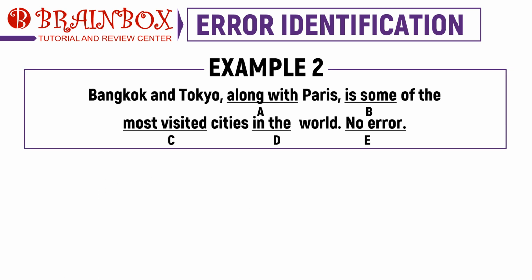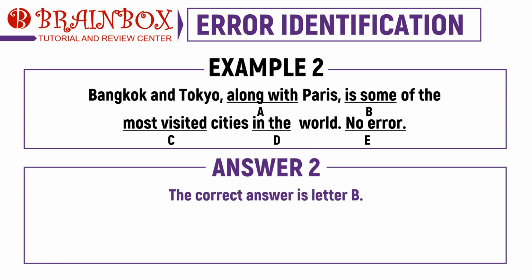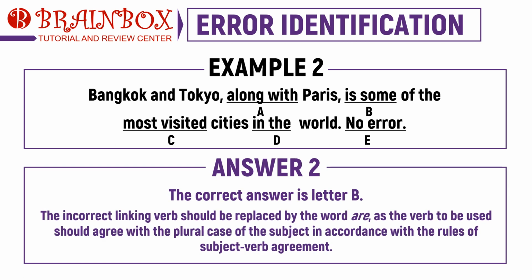Bangkok and Tokyo, along with Paris, is some of the most visited cities in the world. Find the error from the given options. Answer E. No error if you can't find any mistakes from the sentence. The correct answer is letter B in the given sentence. The subject included two places, Bangkok and Tokyo. With the prepositional phrase, along with, it does not have a bearing on the grammar construction of the given example. The incorrect linking verb should be replaced by the word are, as the verb to be used should agree with the plural case of the subject in accordance with the rules of subject-verb agreement.